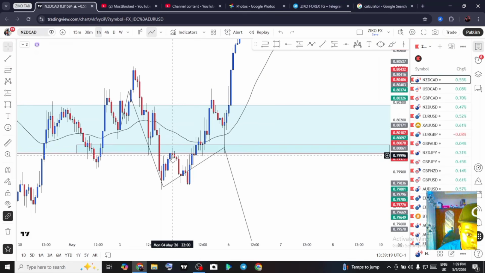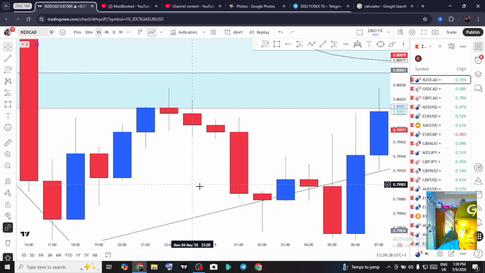But it engulfed this candle, and if you look closer from when price was retracing, this candle alone, the engulfing, is not even strong. It's not stronger than this candle. This candle is stronger than these past three candles. Let me come closer to show you guys exactly what I'm explaining. Let me come closer to this right here.